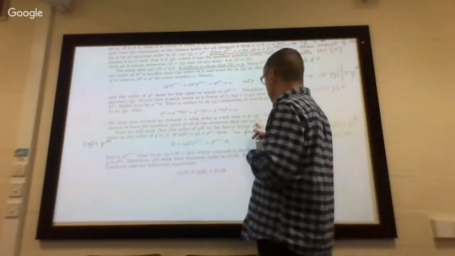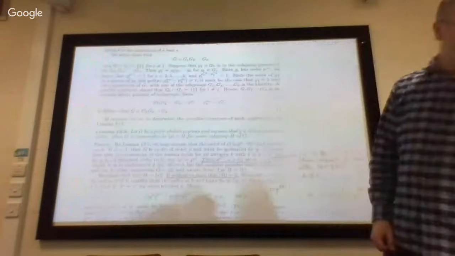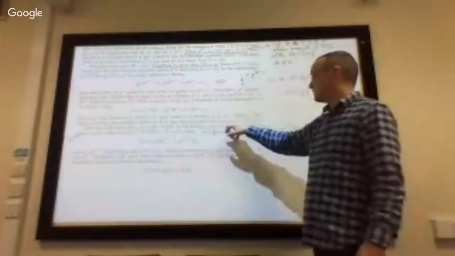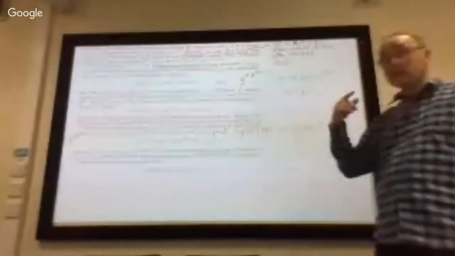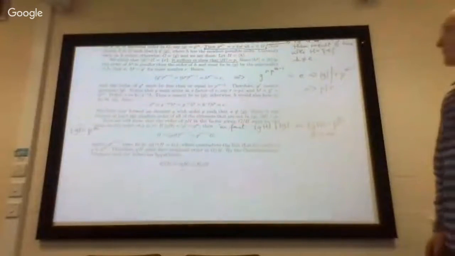So we understand very well the number of things in G. It's P to the n, because it was P to the n things in G itself. You divide it out by H. H we know has size P. So the size of the factor group G over H is P to the n minus 1. So we know that exactly.